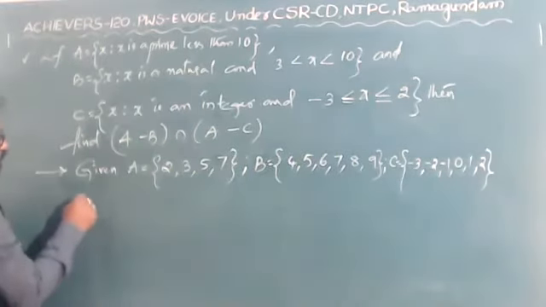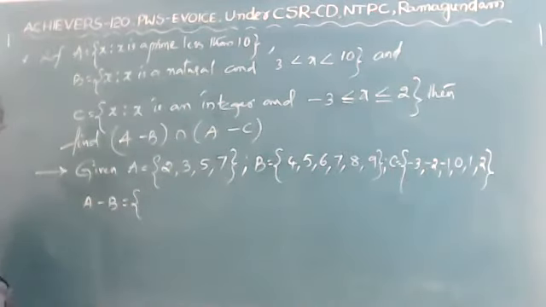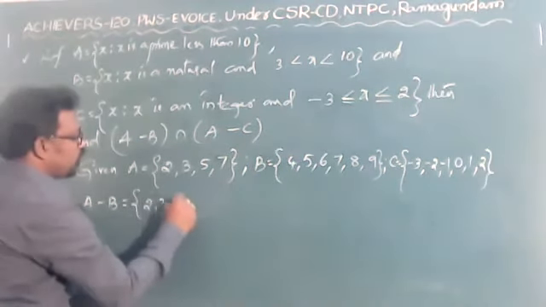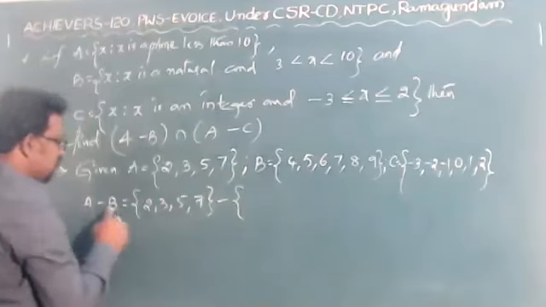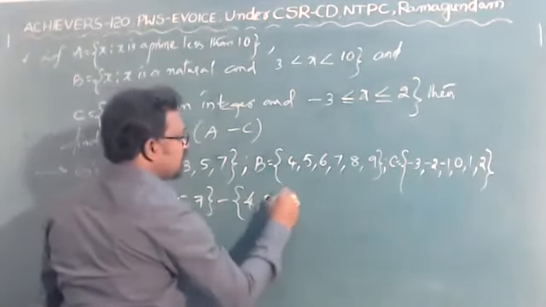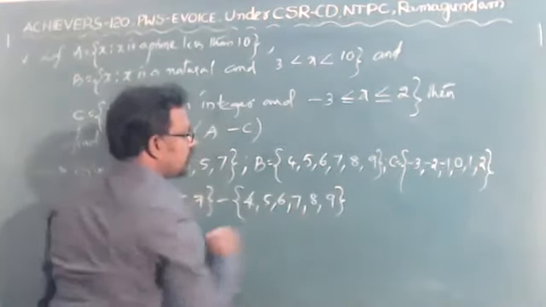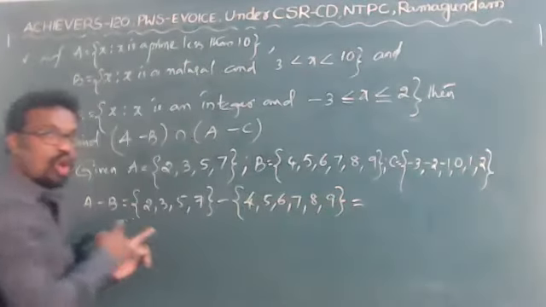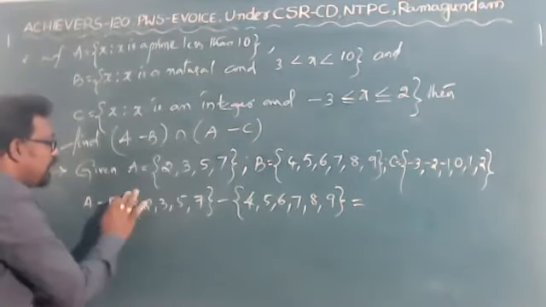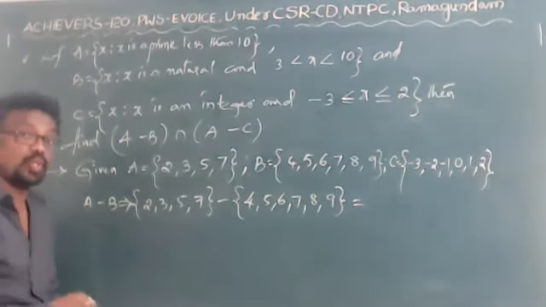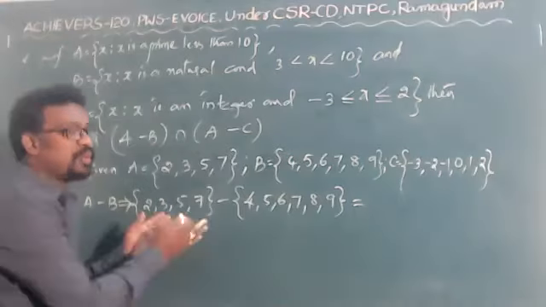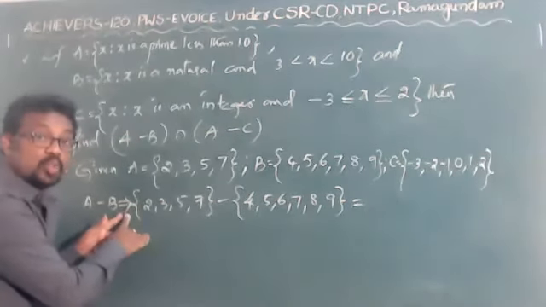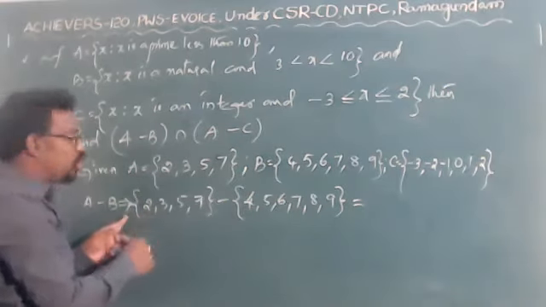First we have to find A minus B. What is A? 2, 3, 5, 7. Minus, what is B? 4, 5, 6, 7, 8, 9. Here I wrote equal, but this is a mistake. You should not use the equal to symbol two times, but you can use implies to, because the space is not sufficient. I am correcting this. Implies to. Now you can write.